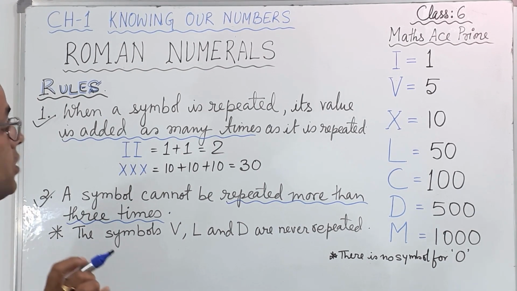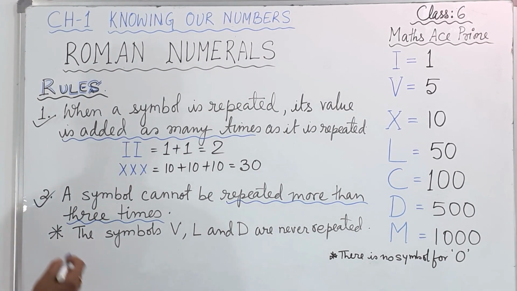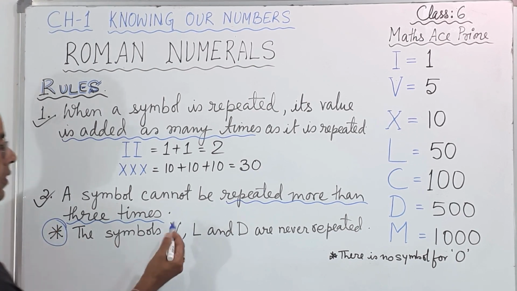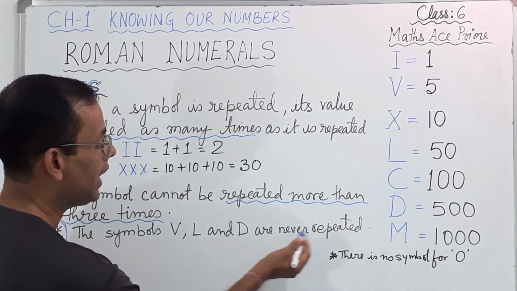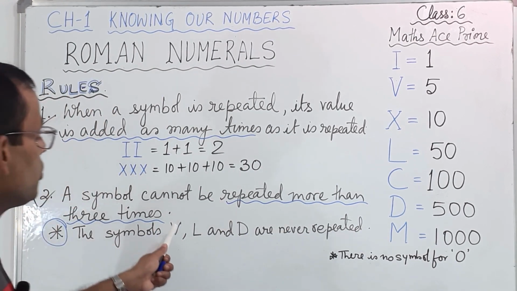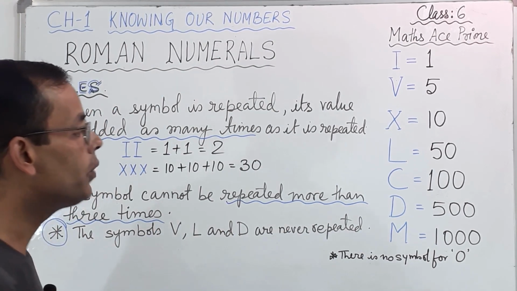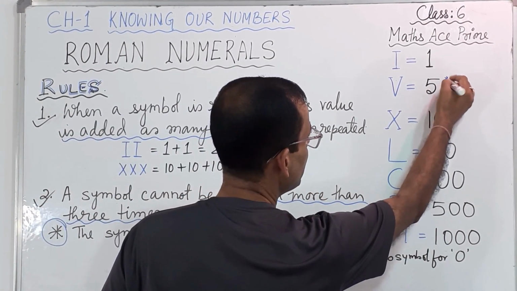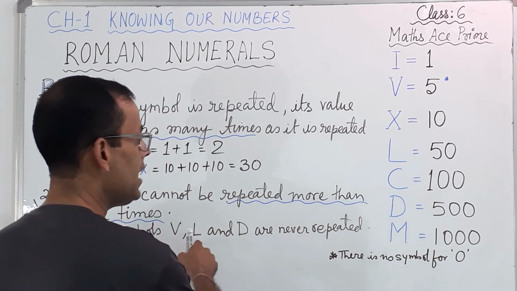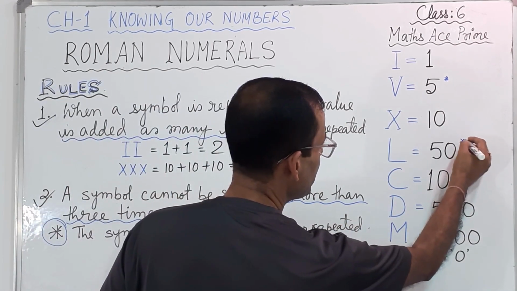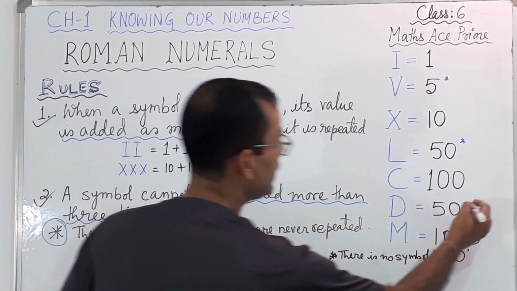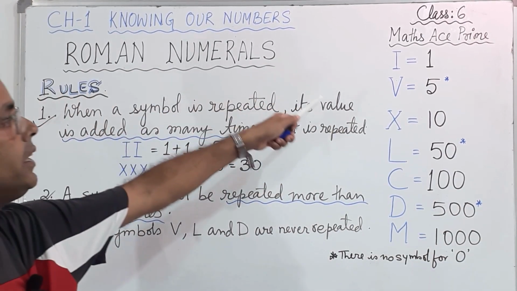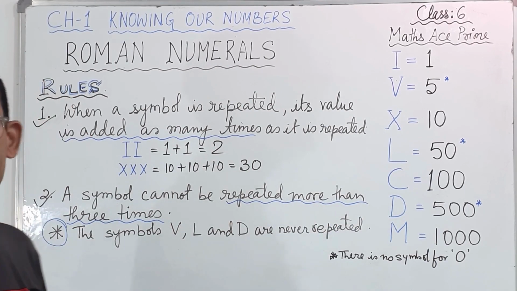Okay. 4 times you cannot repeat. Clear? And then I gave one star mark. What is this star mark? The symbols V, L and D are never repeated. That means V, L and D. Where is V? V is this one. So V is never repeated. Then L. L is also never repeated. And D is also never repeated. So V, L and D, they are never repeated.